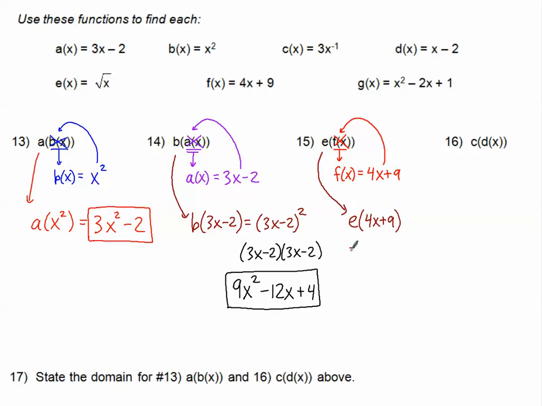And I'm going to write it underneath here. I'll put my equal sign here. E, let's see, where's e? That's that square root function. So the square root of something. Well, this time my something is this 4x plus 9. So it's just the square root of 4x plus 9.